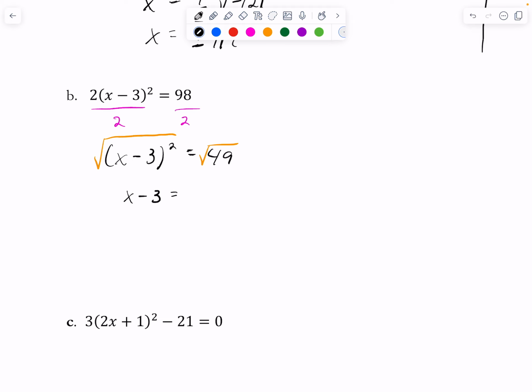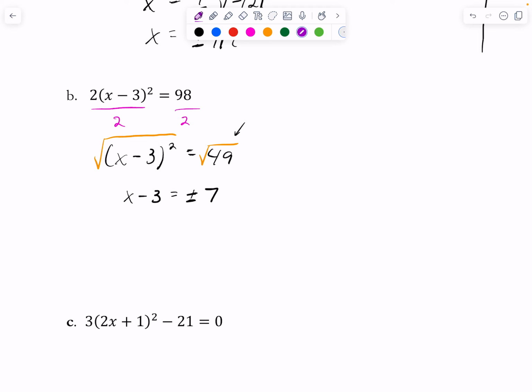Equals, and I know the square root of 49 is 7, but remember when you take the square root in your problem, when you actually do the square root operation in your work, you need to put plus or minus with your value, because you don't actually know which value it's going to be. It could be negative 7, could be positive 7.